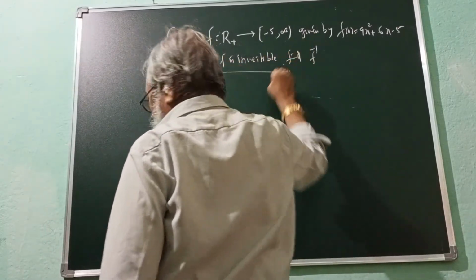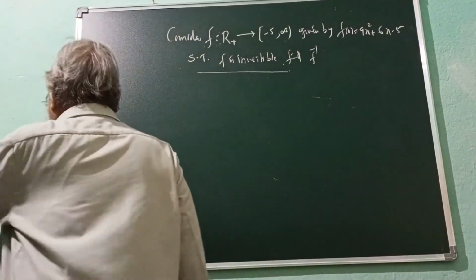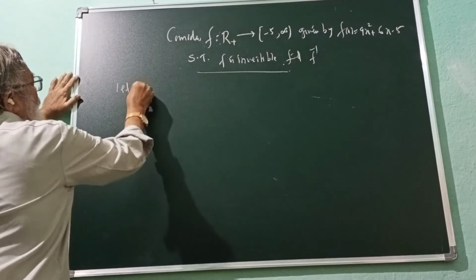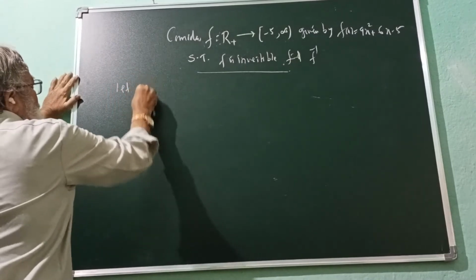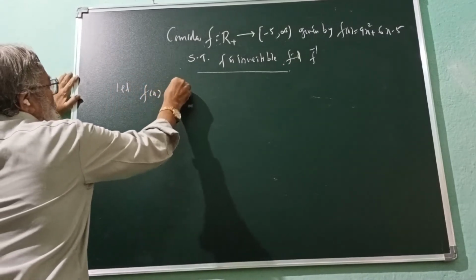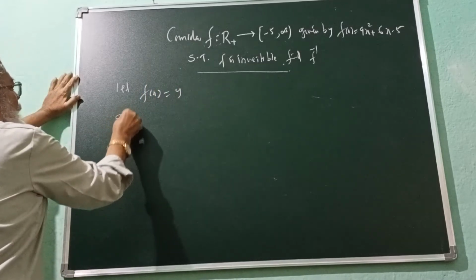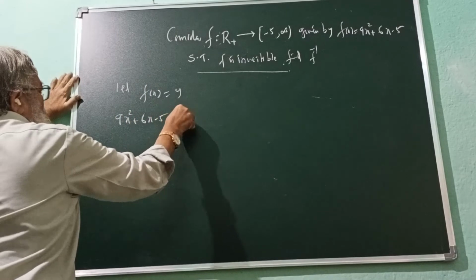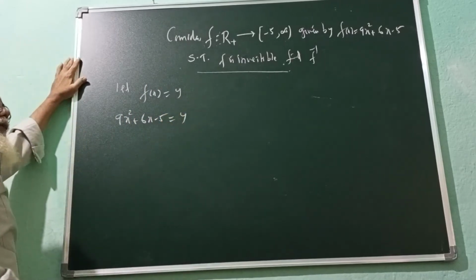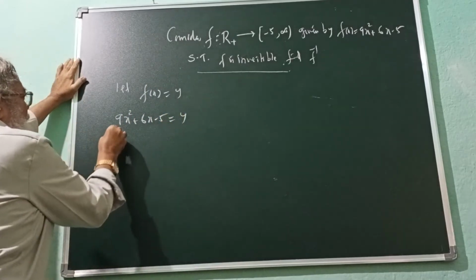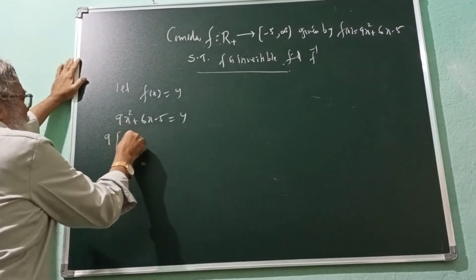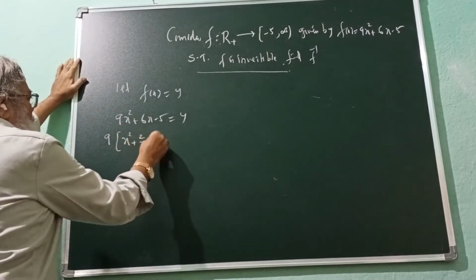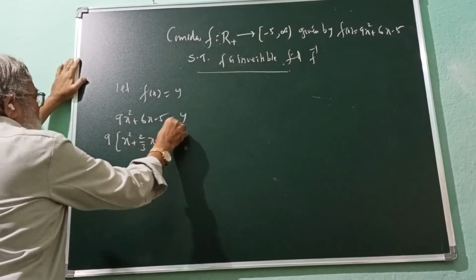This is also a similar type of problem. Let us solve this. Let fx is equal to y. Fx is given by 9x square plus 6x minus 5 is equal to y. Now we will try to make it a perfect square, take 9 outside. It is 6 by 9, that is 2 by 3, x minus 5 by 9 is equal to y.